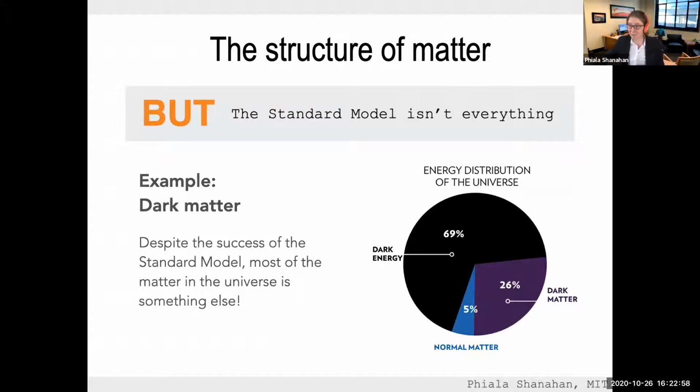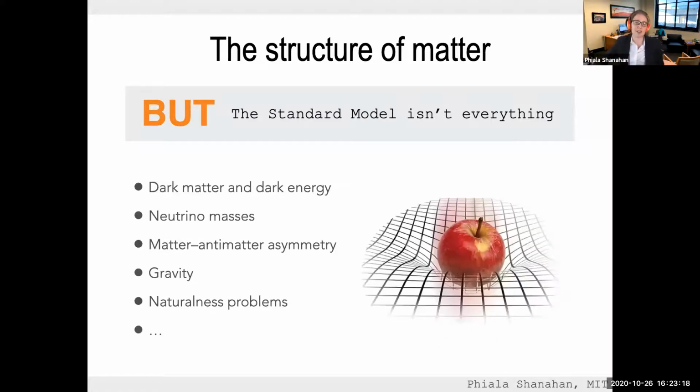We know that, in fact, the standard model wonderfully describes the matter we interact with, normal matter. But in fact, most of the matter in the universe is something else entirely. It's dark matter, almost 5 times as much as the regular matter described by the standard model. And this is not described by this theory. And so this is just one example. Dark matter and dark energy.